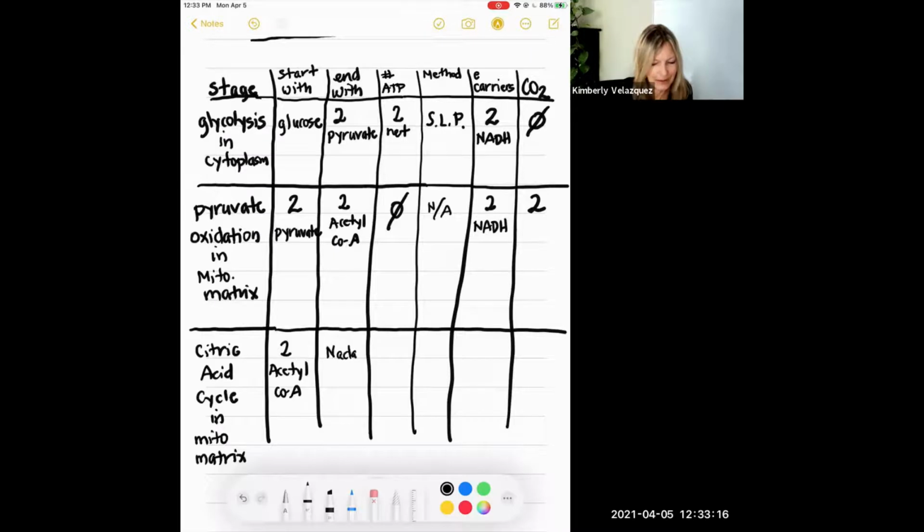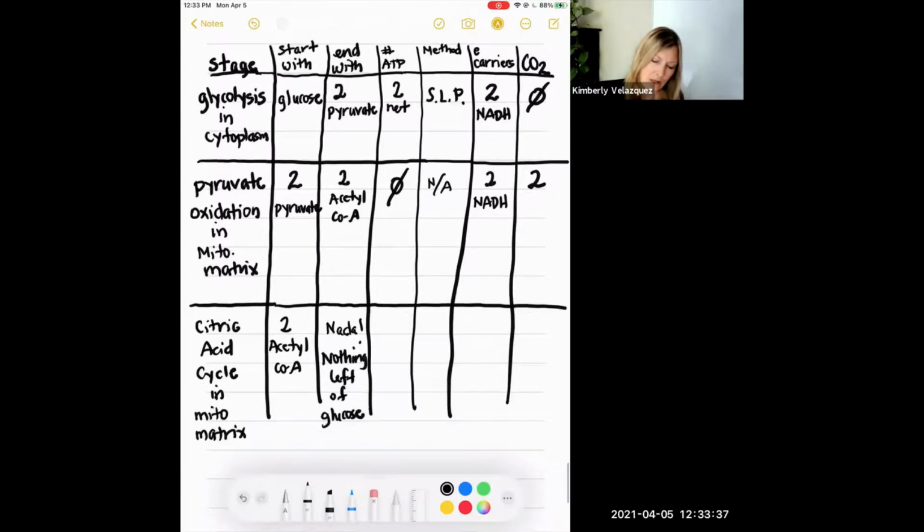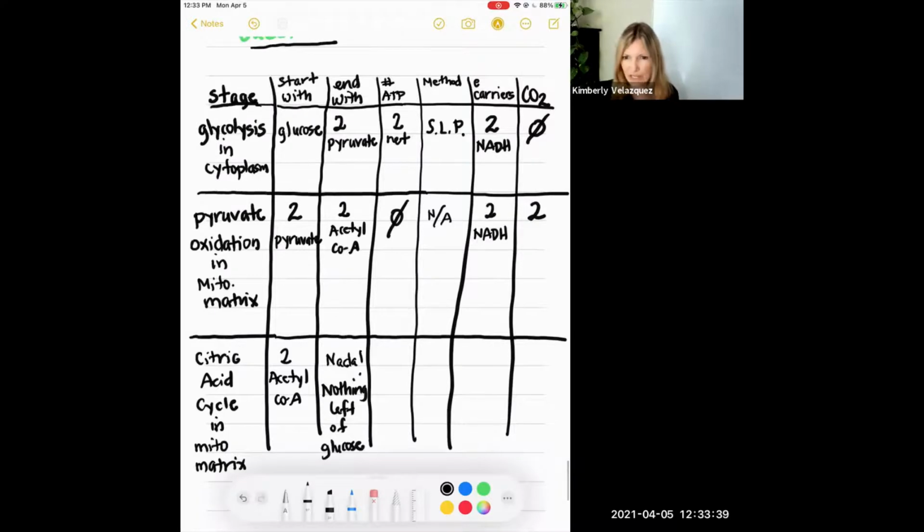nada. Okay, we completed the breakdown of glucose. So there's nothing left of glucose. Okay, just those electron carriers, just the 12 hydrogens, that's all that's left. So that's where all the potential energy now is.